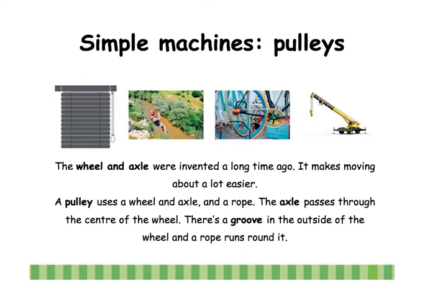The pulley is here. So it has a wheel and axle. Here you see the wheel of a bicycle. But also if you look closer, there's a smaller wheel here and another smaller wheel here. The axle is this middle point and the rope runs around it. So this here is the pulley.